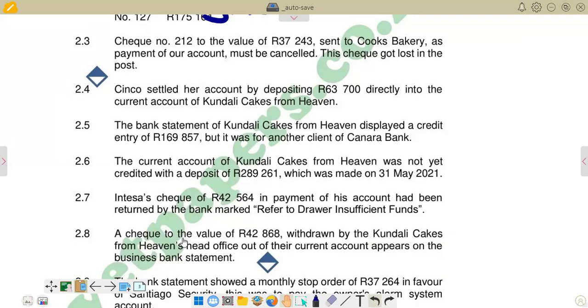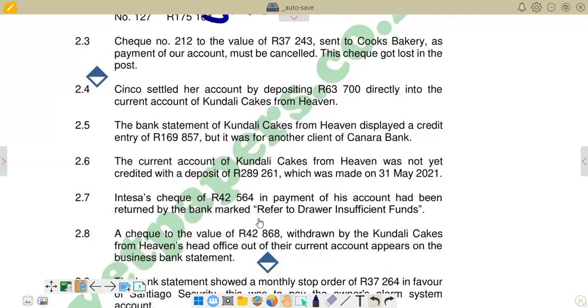Go 2.8, a check to the value of 42,868 withdrawn by the Kundali Cakes from Heaven's head office out of their current account appears on the business bank statement. So we have got 42,868, which is on our bank statement, which is not supposed to be there. Remember, this one is for the head office, so it doesn't belong to Kundali Cakes from Heaven. So it means we are going to remove it. It was a check to the value withdrawn by Kundali Cakes. So it was withdrawn, which means it's on the debit side of our bank statement, which is not supposed to be there. So to remove it, you go to the credit side by putting it.